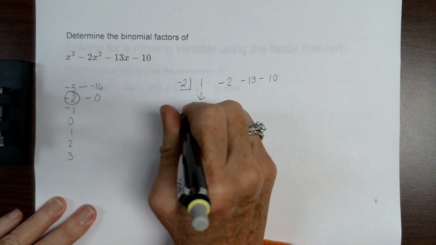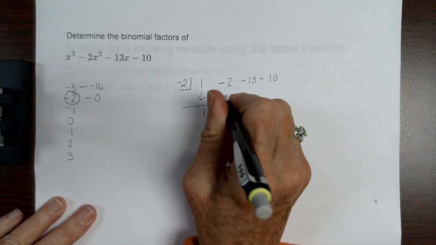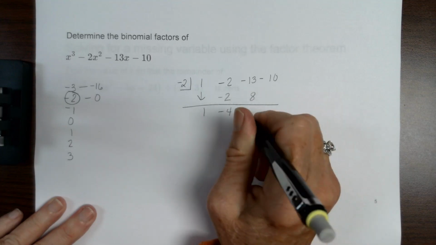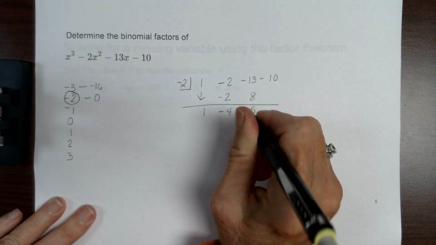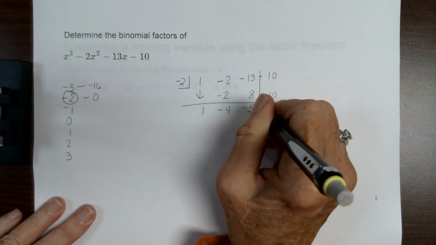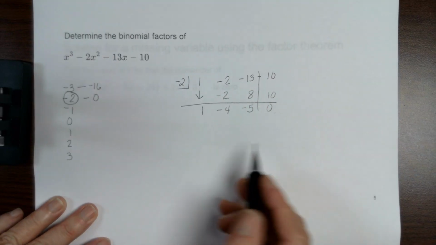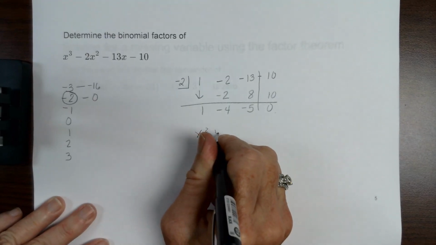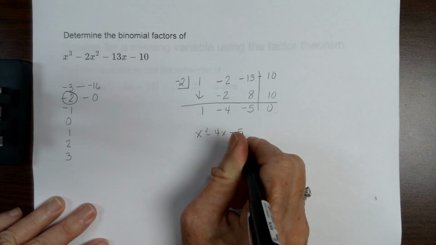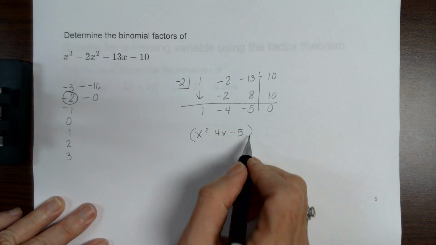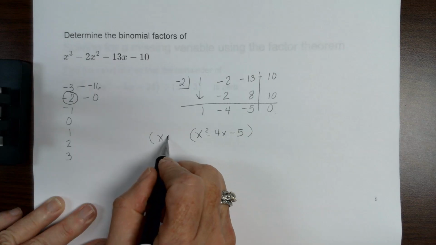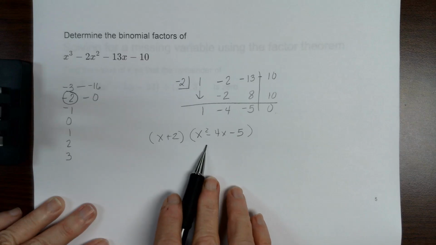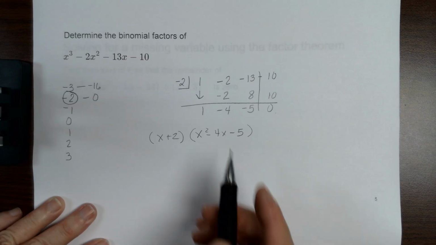Bring the 1 straight down. Place it, add. Place it, add, place it, add, and if you've done it right, then the last one's going to be 0. So the depressed polynomial is x squared minus 4x minus 5. So I know this times x plus 2 is going to give me this polynomial, but I can take this one step further to find the factors of this.